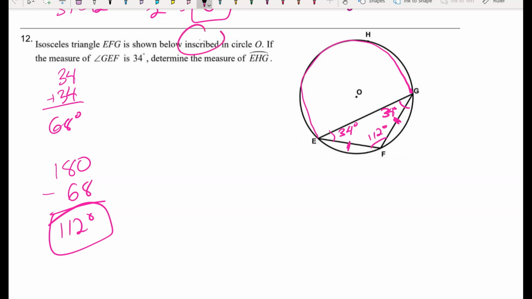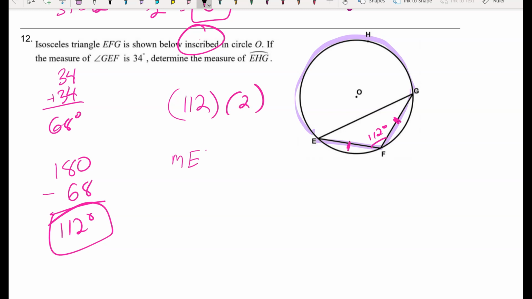But that's an inscribed angle. And remember, that's going to be half the measure of the arc it intercepts. And if I'm just looking at that 112 right there, that intercepts the arc that I'm looking for, EHG. So I could just take that 112, double it, and that finds me the measure of arc EHG is going to be 224 degrees.